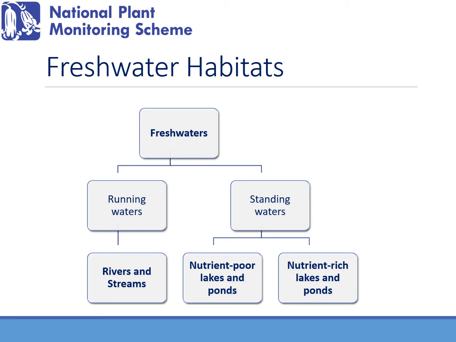You can record either at the broad habitat level, which is freshwaters, as shown at the top of the diagram, or you can record fine habitats. These are rivers and streams, nutrient-poor lakes and ponds, and nutrient-rich lakes and ponds.